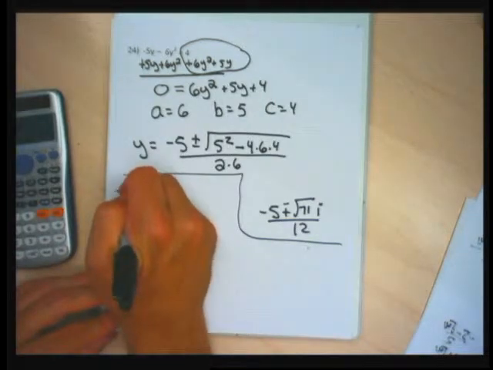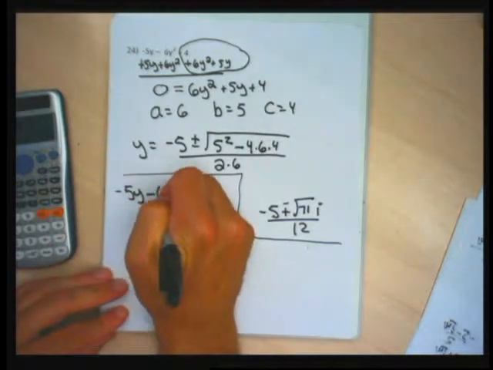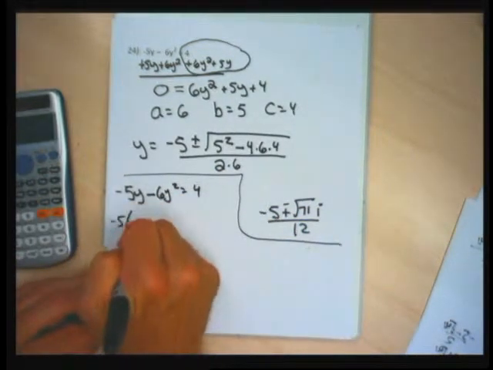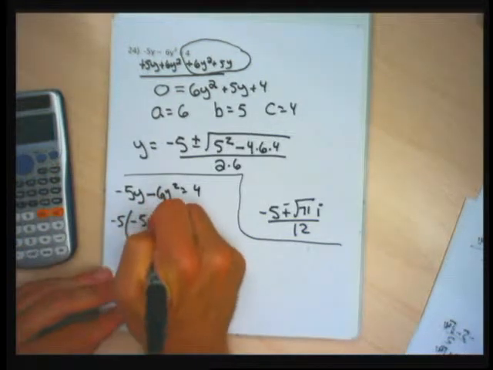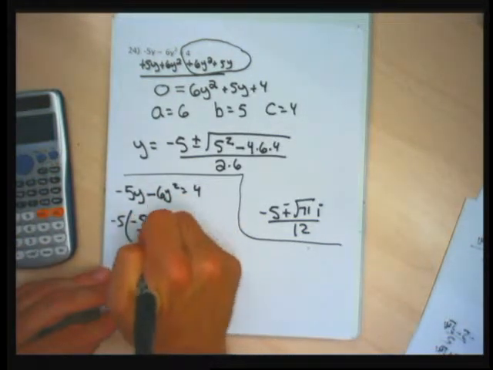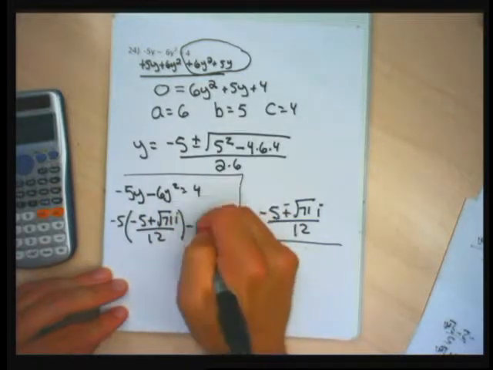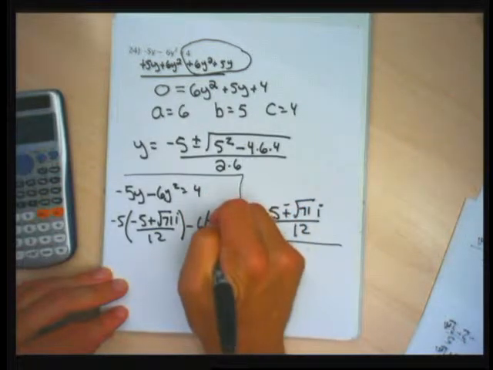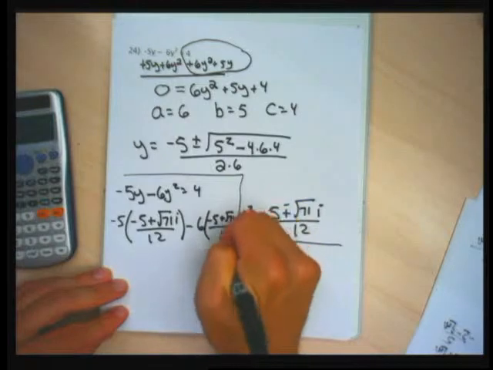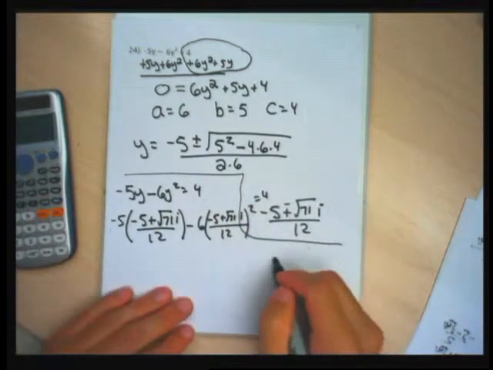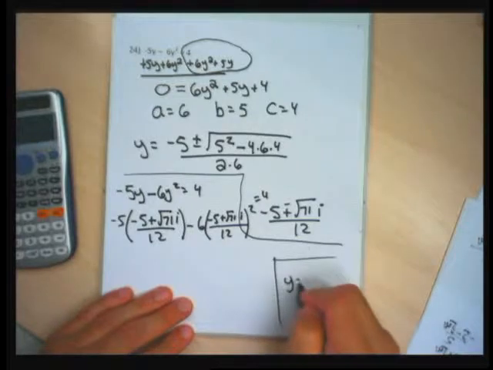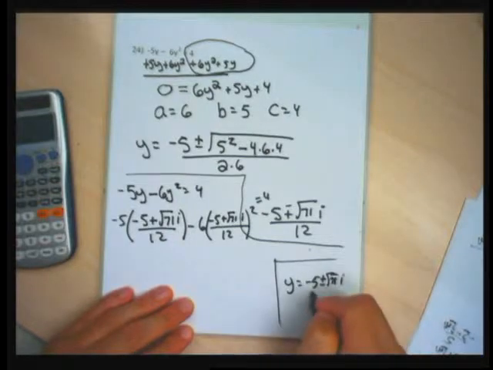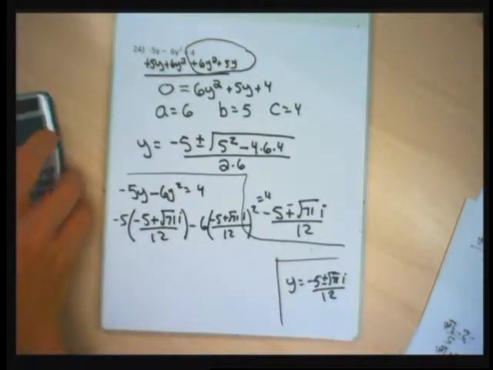So the original problem was negative 5y minus 6y squared equals 4. I'm going to check the one with the plus. I'm going to go negative 5 times parentheses, negative 5 plus the square root of 71i over 12, minus 6 times this horrible thing squared, negative 5 plus the square root of 71i over 12, and make sure that equals 4. And again, my answer should be y equals negative 5 plus or minus the square root of 71 times i over 12. Checking it best I can here.